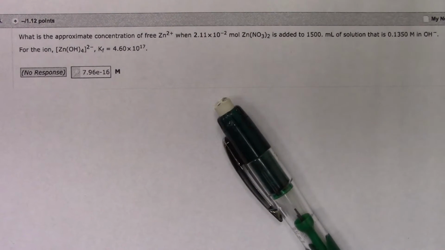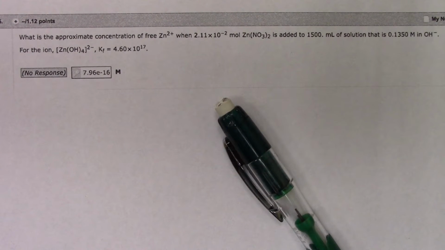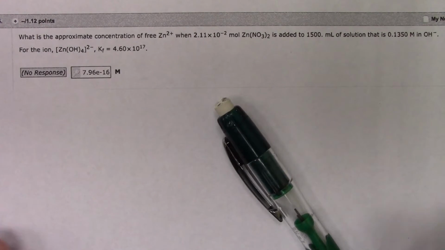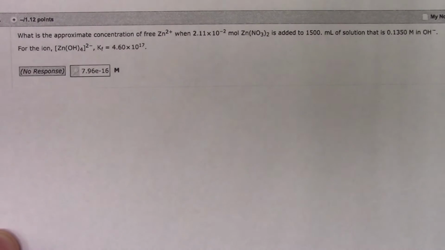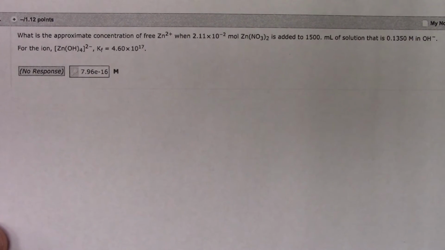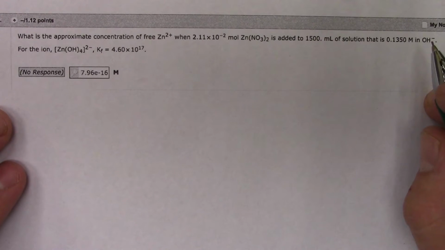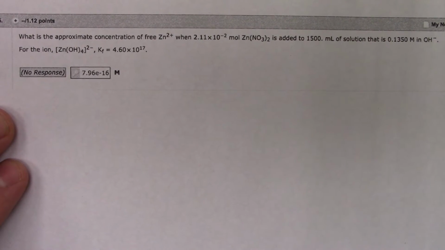Our problem reads, what is the approximate concentration of free zinc 2 plus when 2.11 e to the negative 2 moles of zinc nitrate is added to 1500 milliliters of solution that is 0.135 molar hydroxide? For the ion, they give us the complex ion, zinc 4 hydroxide 2 minus, then they give us a Kf value. So these problems really don't change a whole lot. We still set up the problems in a similar fashion.